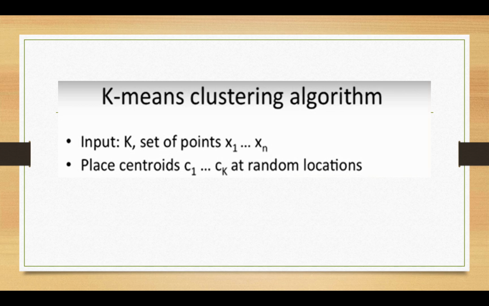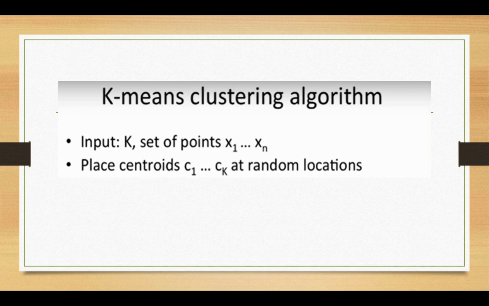K-means clustering is a clustering algorithm where we have several data points, and you need to group those data points into various sections. Clustering is like having a set of data points which you need to arrange into various subsections.